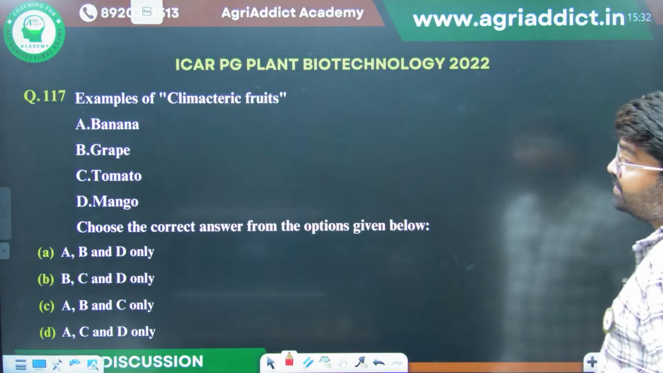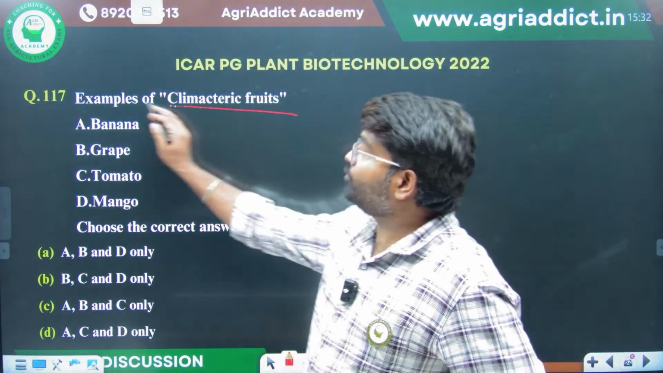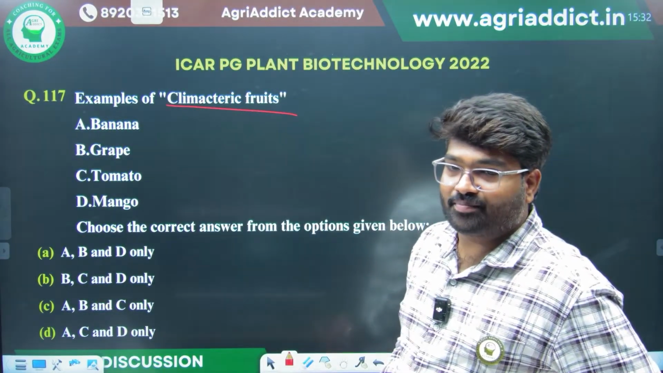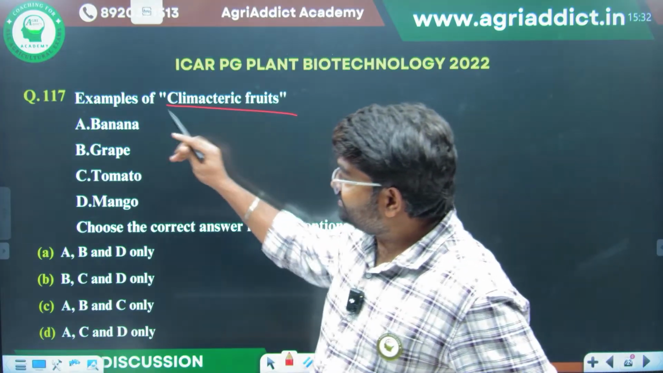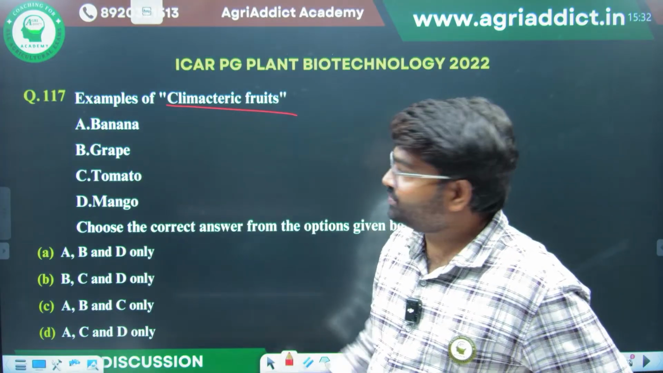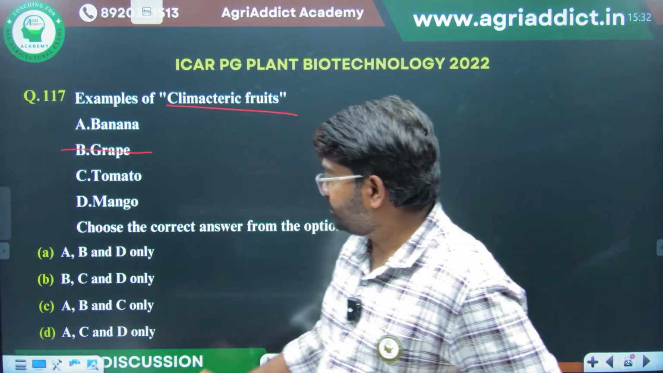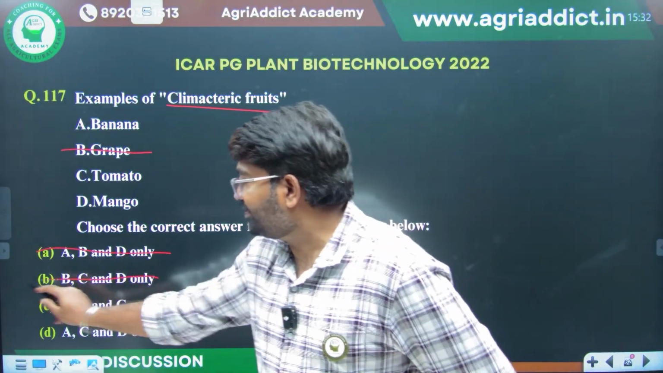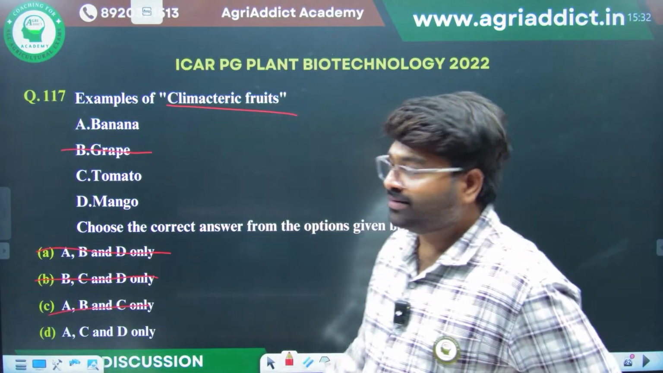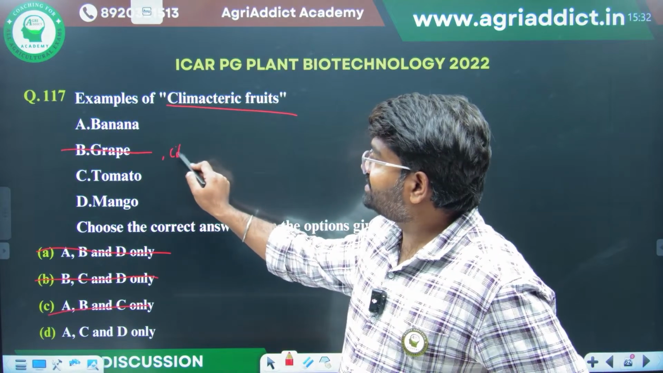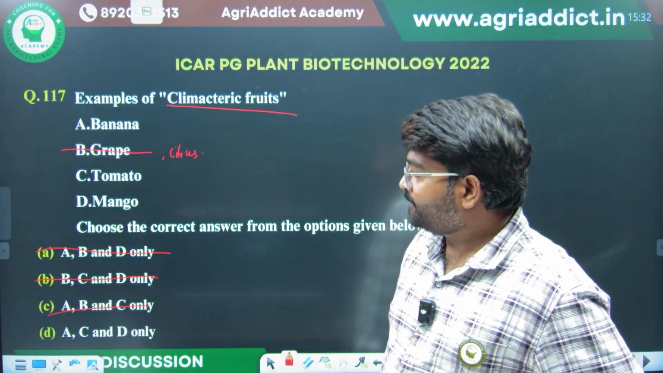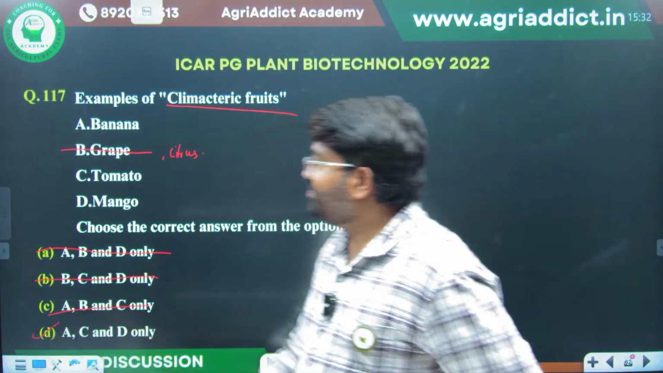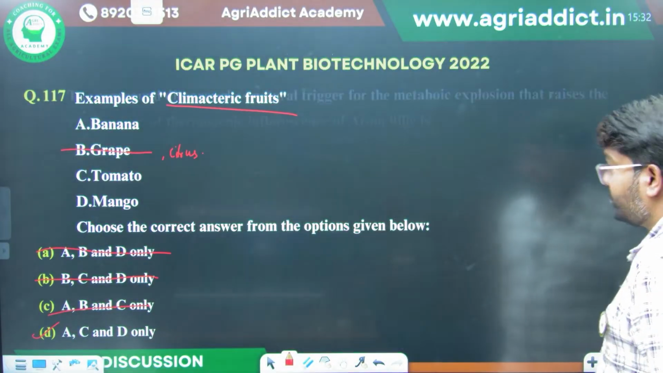Okay. Next, example of climacteric fruit. They are asking for an example of climacteric fruit. Which is not a climacteric fruit among these? Grape is not a climacteric fruit. Wherever option B is coming, that will not come as the answer. Grape, citrus, these are non-climacteric fruits, correct? So A, C and D will be the right options. Very good, very good, very good.